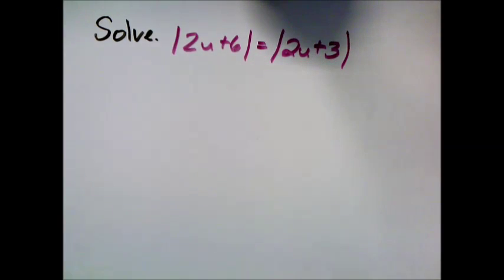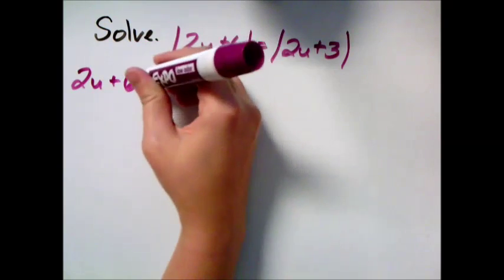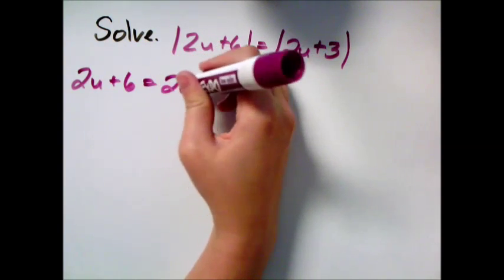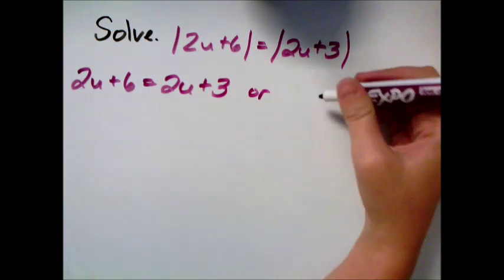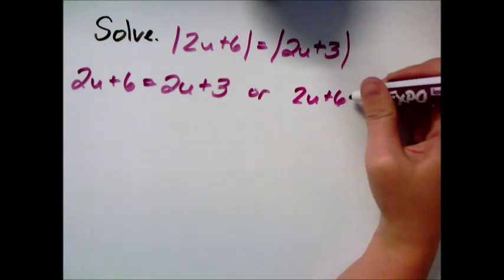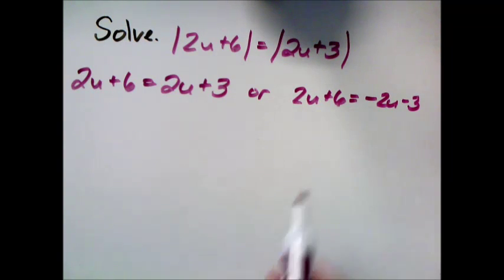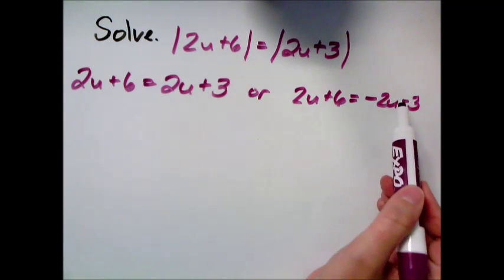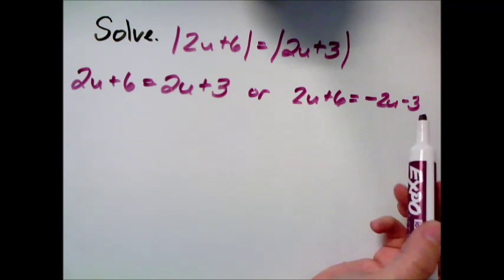Well, that means I'm going to have two different solutions. Either I could get 2u plus 6, so what's inside one absolute value, to just equal exactly what's inside the other absolute value, or I could get one absolute value to equal the negative of the other one. Be careful, whichever side you make negative, it's that whole side. So the minus is on the 2 and on the -3. So it makes one whole side negative.